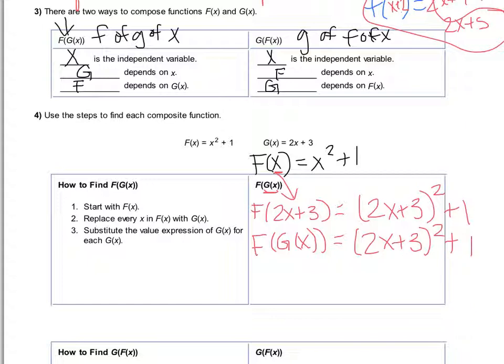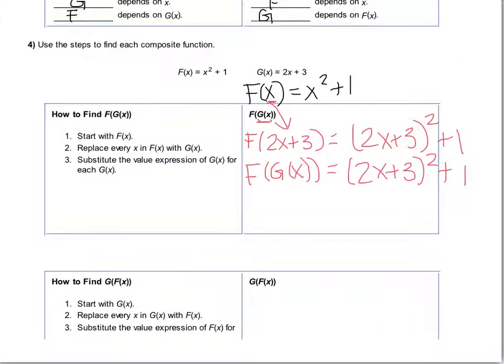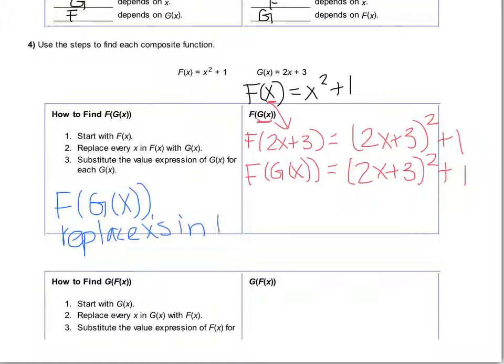When you read this notation, f of g of x, all it means is that you replace the x's in f with the function g. So whatever they tell you g is, that means you're replacing all the x's in f with that function. They told you in this problem that g was 2x plus 3. That meant that I'm putting 2x plus 3 in place of x in f.